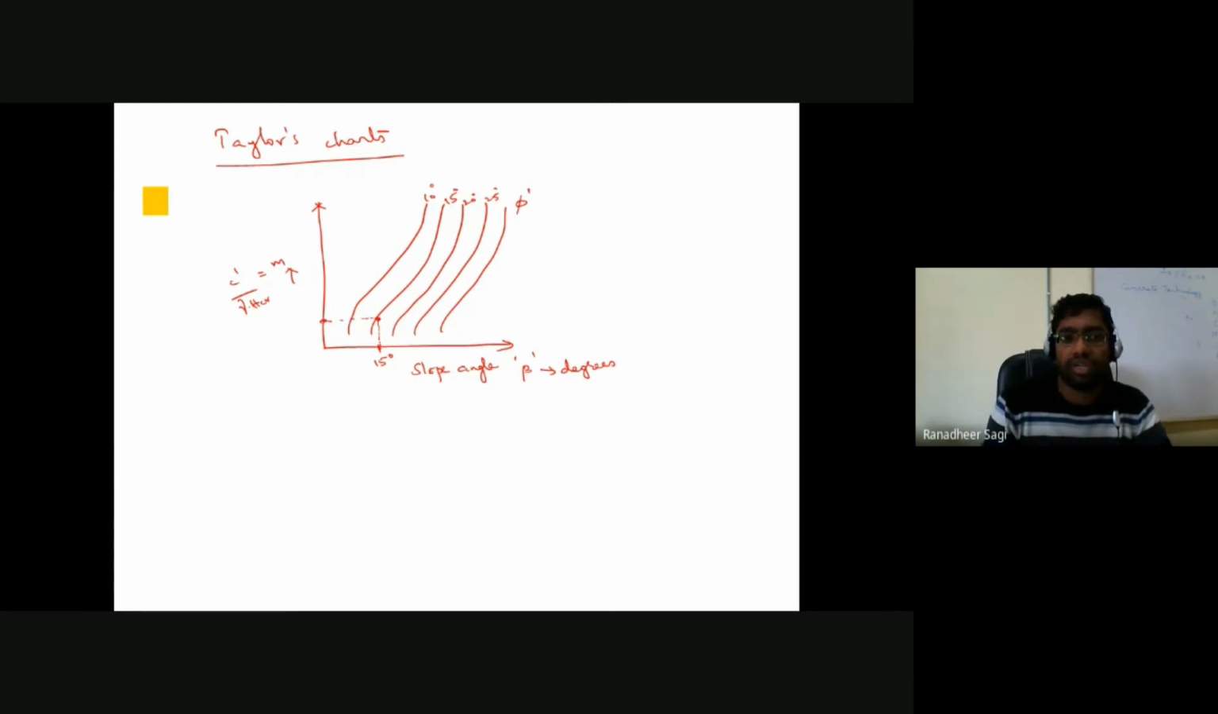Now, what is it going to give me? It is going to give me some Taylor stability number. Now, from that Taylor stability number, once the M value is known, what is this M equal to? M is nothing but C dash by gamma into H critical.